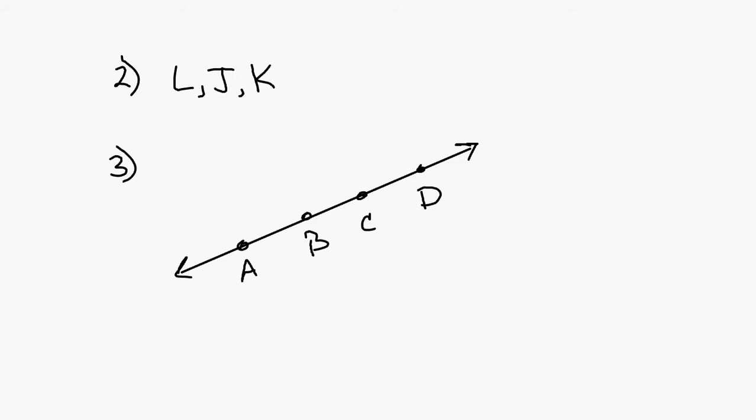So CA starts at C and it goes through A, this direction. Opposite rays have the same endpoint and they go opposite directions. So you need a ray that starts at C but goes the other direction. So the name of a ray that is opposite to CA is going to be ray CD. Any questions on those 3?